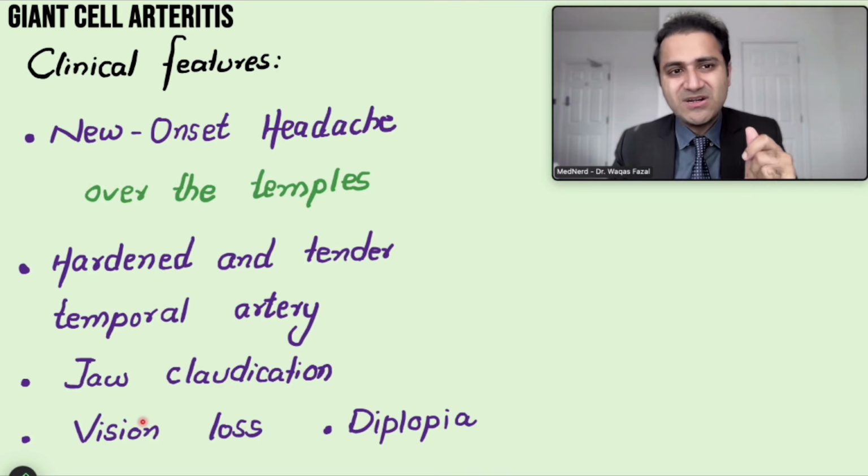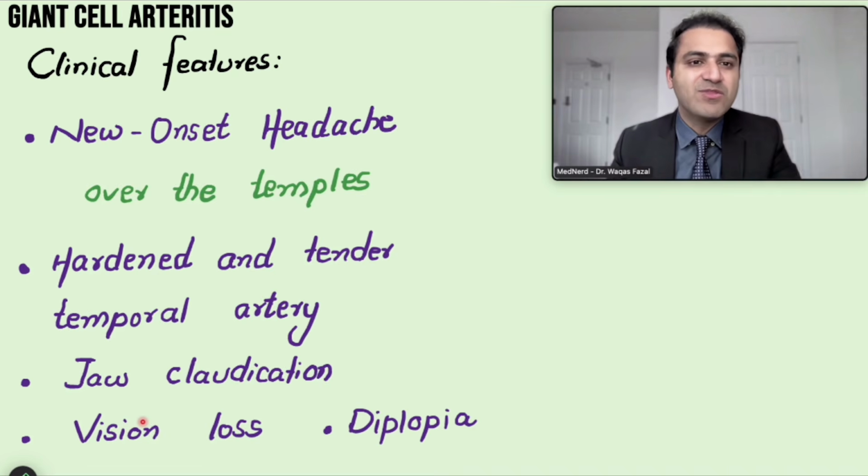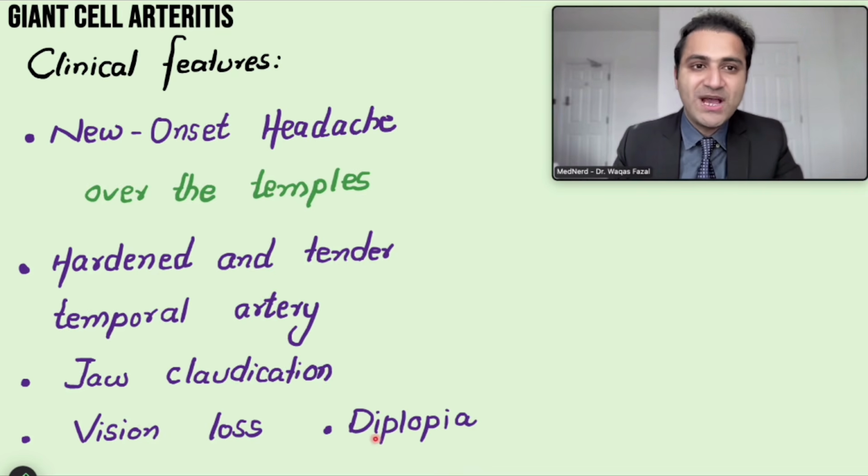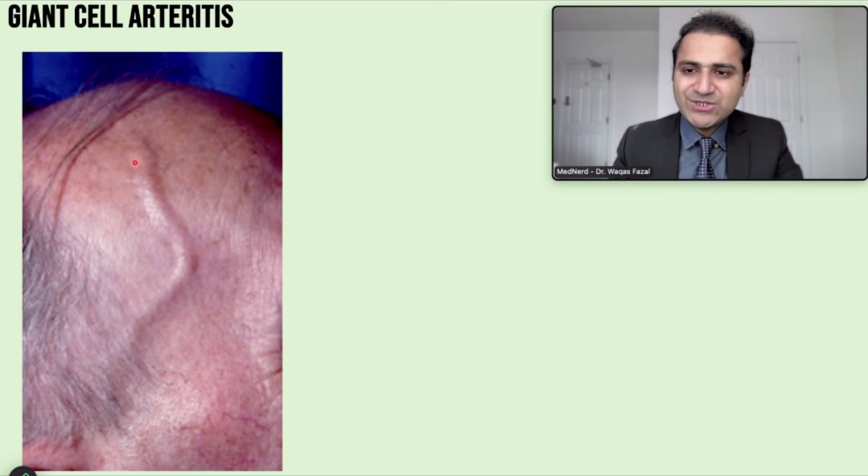Immediately start steroids in these patients without any wait for investigations. Immediately give steroids to treat it and stop the visual loss. This patient might present to you with diplopia as well. Now this is a picture showing a thick and tender artery over the temple region.